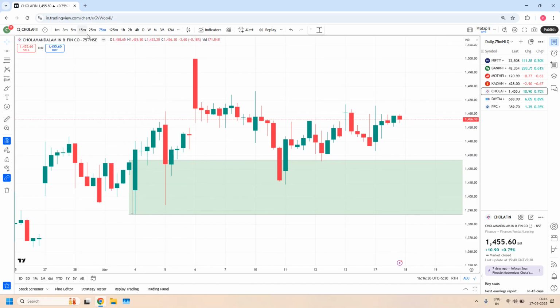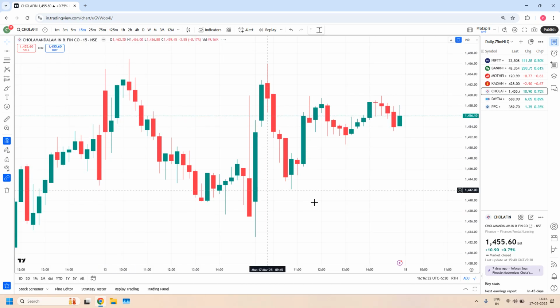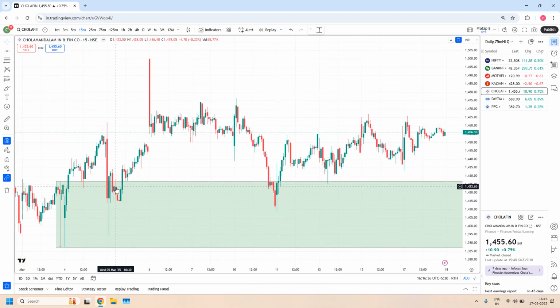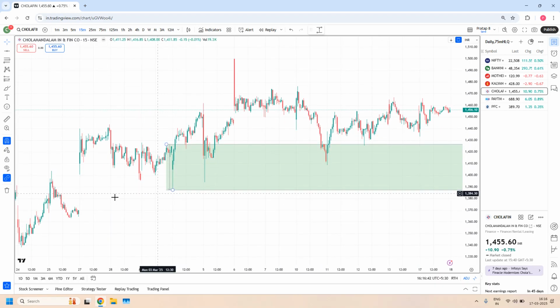And if you go to 15 minutes, the structure, I am not comfortable in the 15 minute structure. Here you have a drop base rally, but this is violated here, so not valid. And here is a pro gap area. Because the zone originated from the pro gap, you can't find any LTF zone. There is no possibility, because in a pro gap area only order flow will be there. In a pro gap area you can't find the zone.